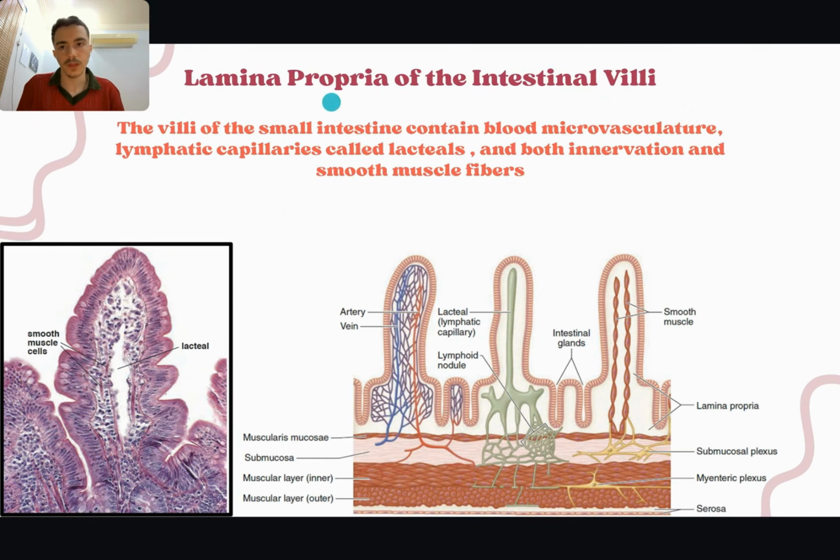Okay, the lamina propria of the small intestine. Sorry, of the intestinal villi. The villi of the small intestine contain blood microvasculature and lymphatic capillaries called lacteals. So we have these lacteals, as you can see here. They are all lymphatic capillaries, with both innervation and smooth muscles. So we have smooth muscles, we have artery and veins, and we have the lacteals.